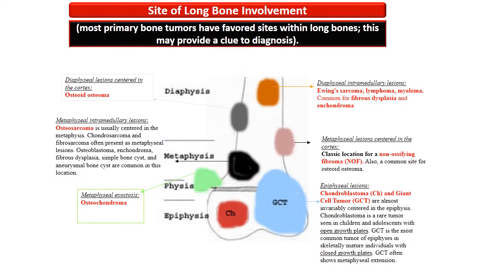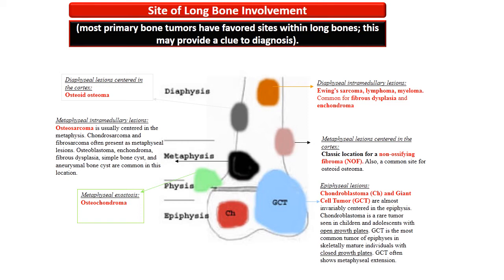As stated earlier, the site of long bone involvement is also important, as most primary bone tumors have a favored site within the long bone. And this is an important clue to the diagnosis. Some of the tumors tend to affect diaphyses, and these diaphyseal lesions are centered in the cortex, the example is osteoid osteoma.